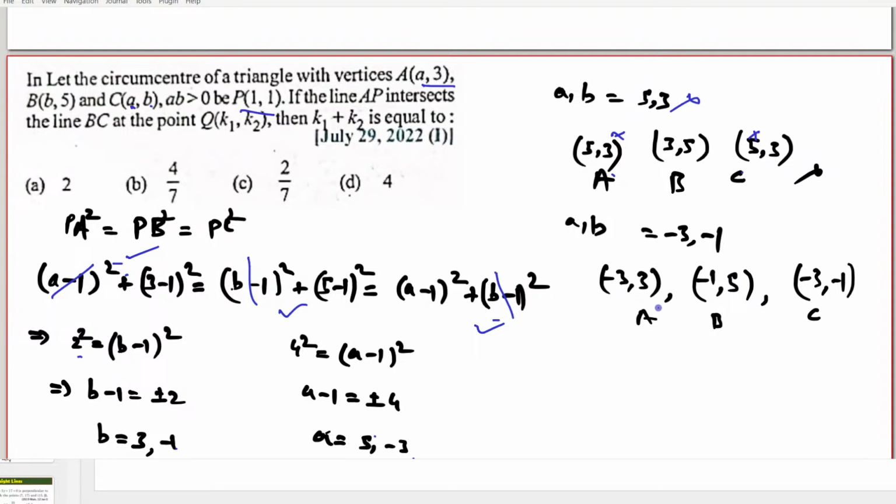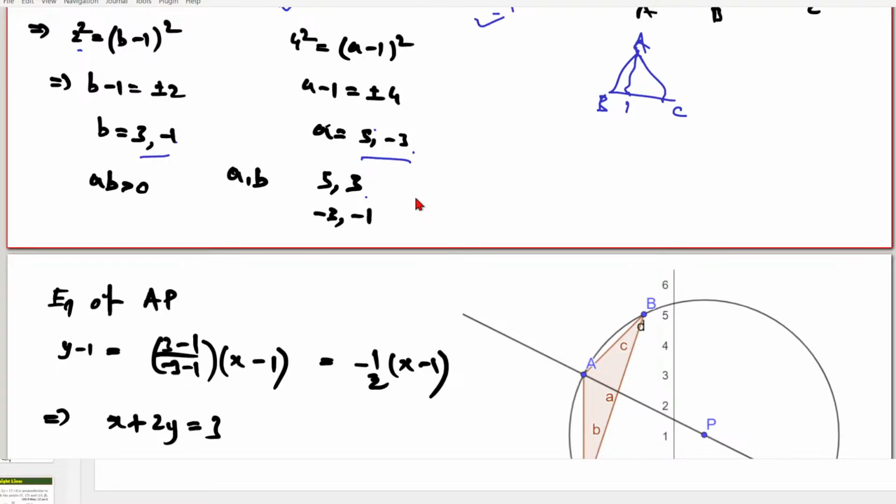So now A becomes minus 3 comma 3, B becomes minus 1 comma 5, and C becomes minus 3 comma minus 1. Fantastic. But so far we have just figured out A, B, C. We need to find the point which is connecting A to BC, right? So basically, let us draw the triangle. How does it look? It looks something like this.